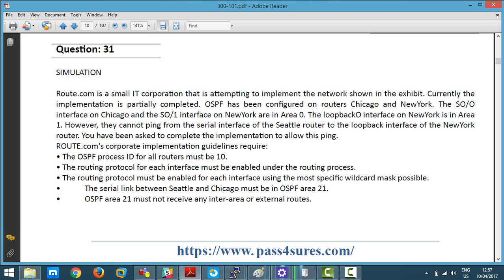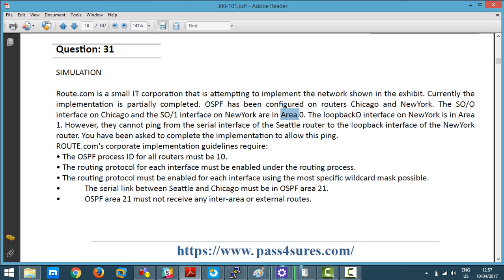If I read from the very start, Raw.com is a small company. Their IT corporation is attempting to implement a network. Showing the diagram, what they are implementing is partially completed and the other half is left for you. You have to do it if you want to pass the exam. OSPF has been configured on the routers Chicago and New York. The serial 0/0 interface of the Chicago router and the serial 0/1 interface of the New York router are in area 0.